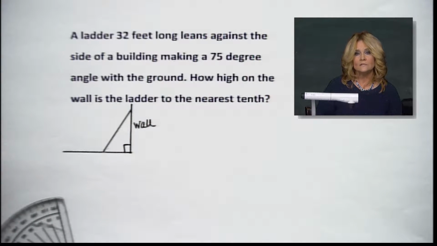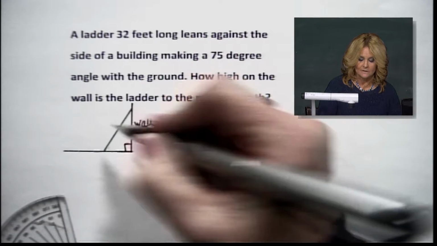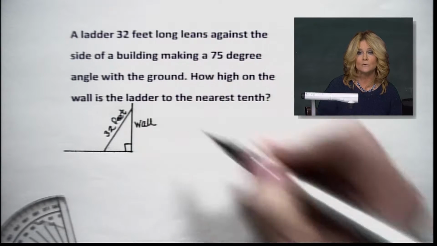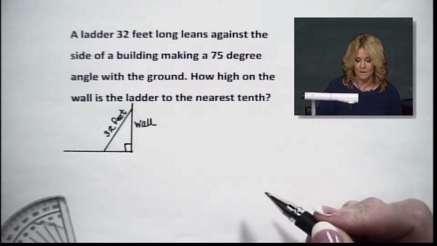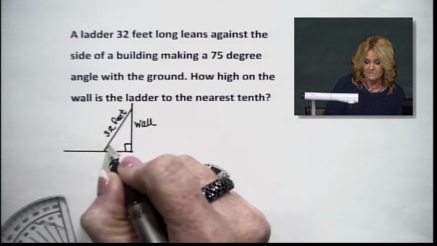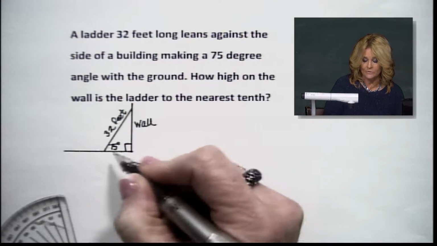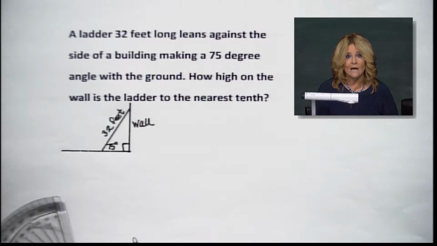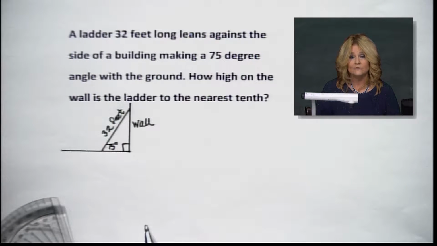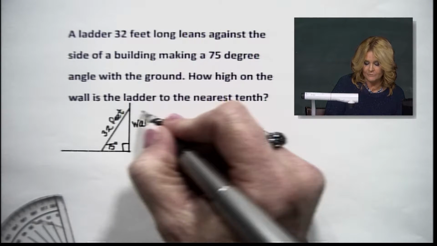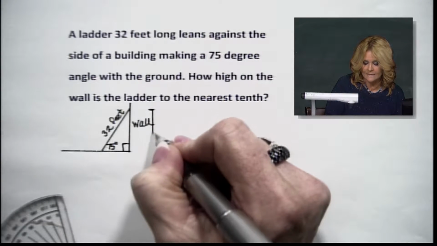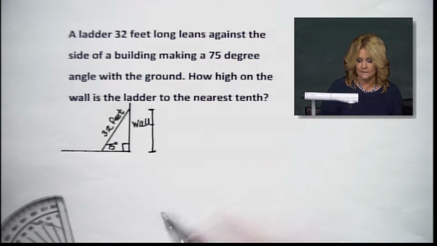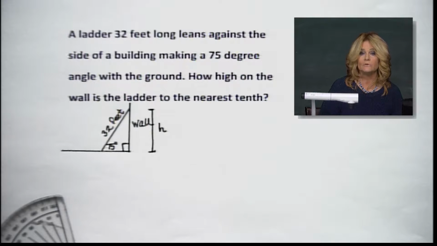So one of the things that I'm told in this particular problem is that the ladder happens to be 32 feet long. So I'm going to label this side of my triangle with 32 feet. I'm also told that the ladder makes a 75-degree angle with the ground. The unknown here is how high on the wall is the ladder to the nearest tenth. So what we're looking for is this distance from here down to the ground. We could label this as H, since we're looking for the height.